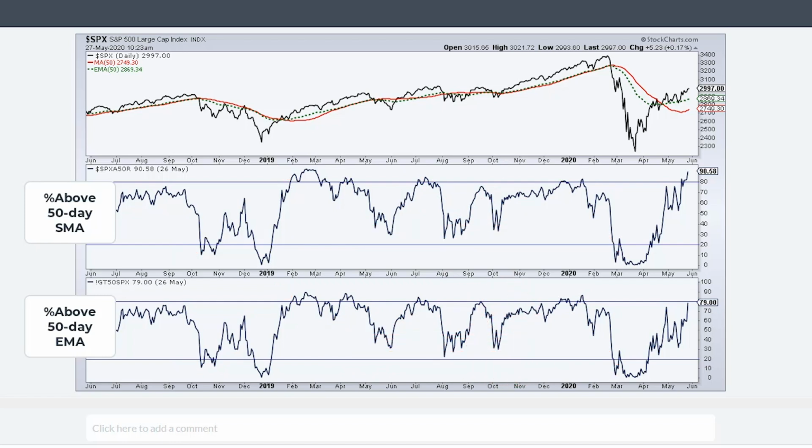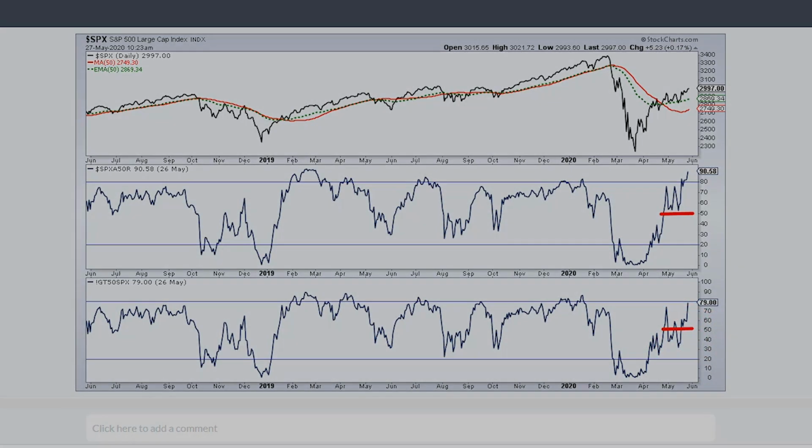So where are we now is the question. Well, right now we're in the midst of some sort of a breadth thrust with the percentage above the 50-day SMA. And we're almost to that breadth thrust with the percentage of stocks above the 50-day EMA. So we're seeing a lot of participation in this advance. One more thing to note here is you can see that there's that 50% line, and we held above it during those May dips, whereas you look at the percentage above the 50-day EMA, we had some dips below it. And I'll show you why that occurred looking at some individual charts.